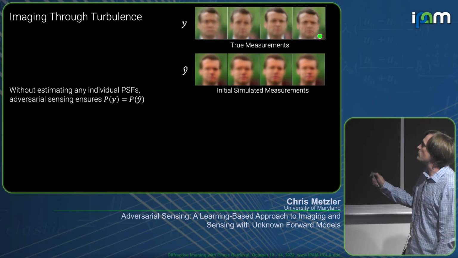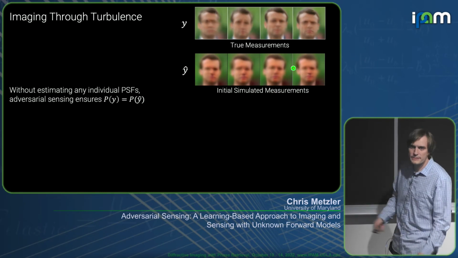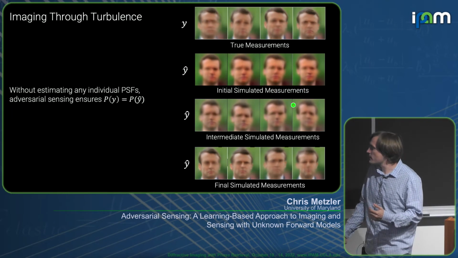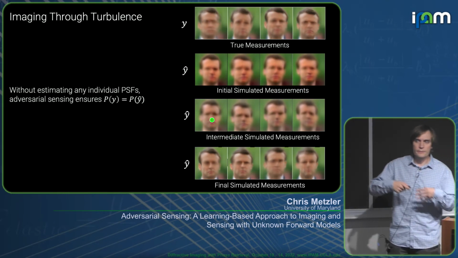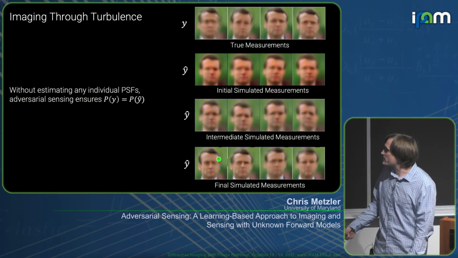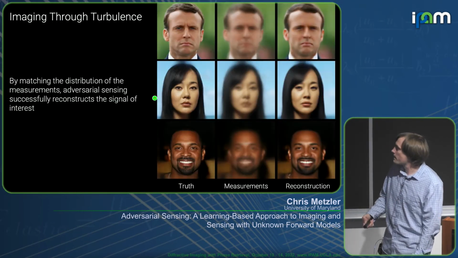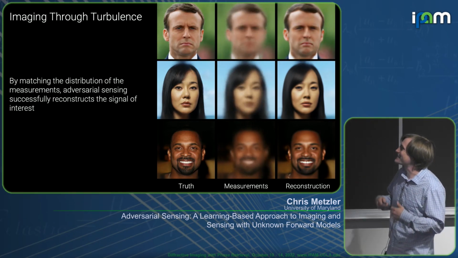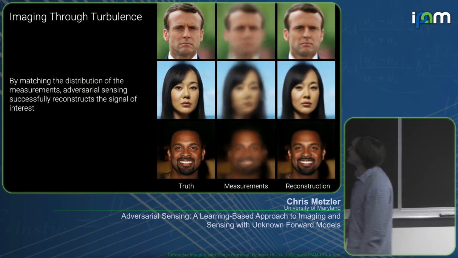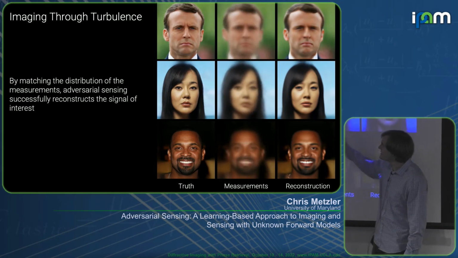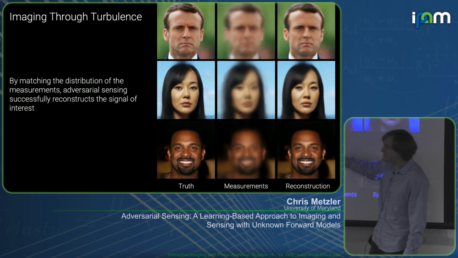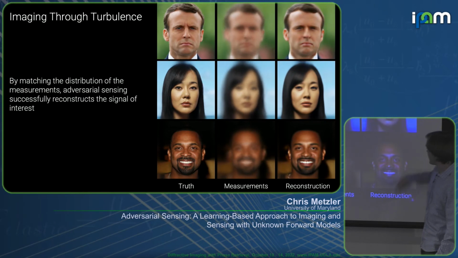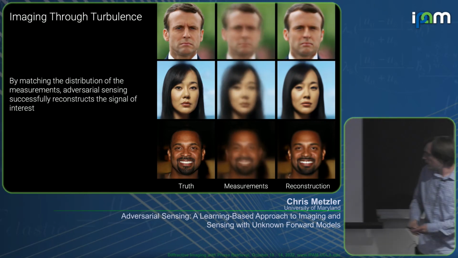So these are the true measurements. These are some initial simulated measurements. The color's off. They don't match that well. And as you let this train over time, eventually it converges on a distribution of the predicted measurements which is almost indistinguishable from that of the true measurements. And so by matching the distribution of the measurements, adversarial sensing successfully reconstructs the signal of interest. Shown here, in this case, we have an extremely strong prior in the form of the StyleGAN. We can take a sequence of measurements that look like this and form a reconstruction that looks like this.